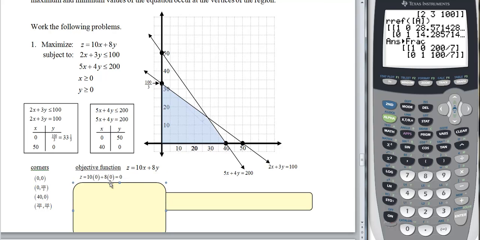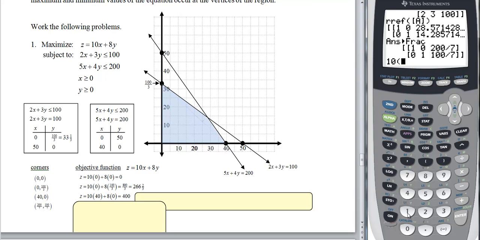So if I put 0, 0 in, I end up with z equals 0. If I put the 0, 100 over 3 in, you should end up with 800 over 3, or 266 2/3. 40 and 0, I'd have a z value of 400. And if you put this one in, let's see, I've got 10 parentheses 200 divided by 7 plus 8 parentheses 100 divided by 7. I end up with 400 on that one.